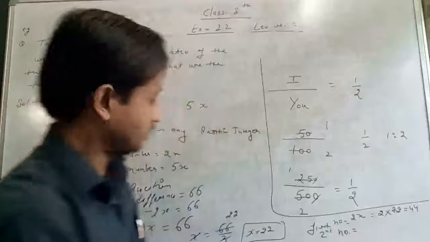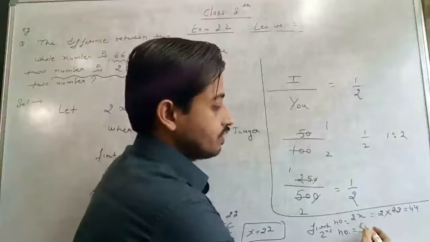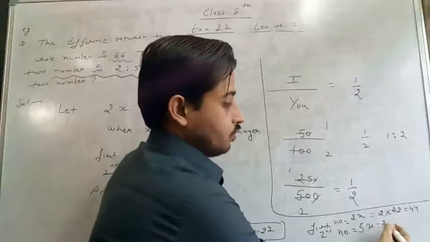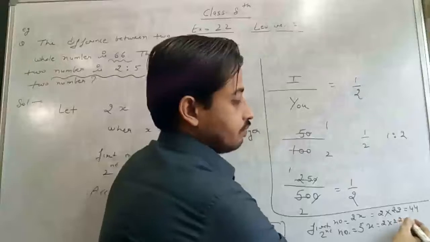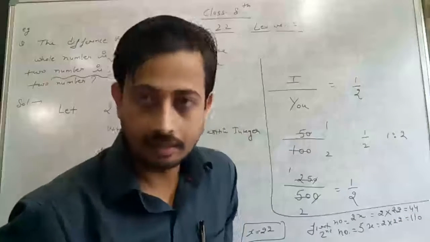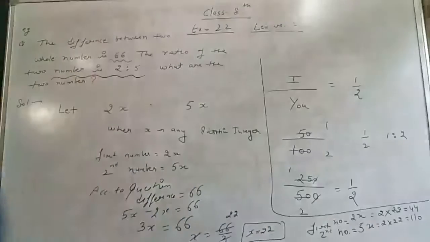Your second number is 5x. Now substitute the value of x. X is 22. If we put it in and calculate, the number is 110. Please make a note first.